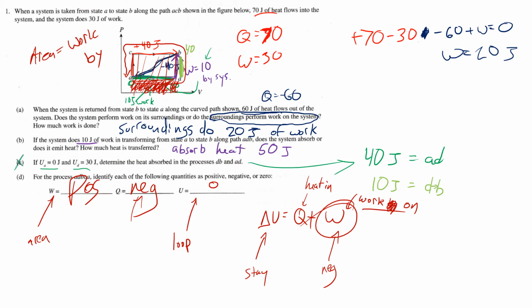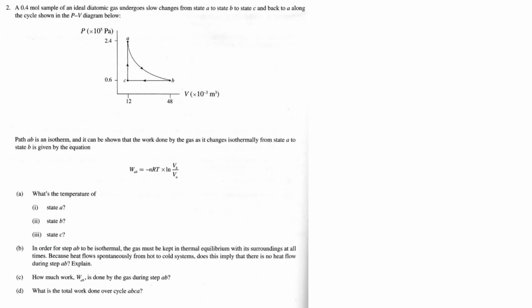All right, let's look at the next one. Hopefully we can do better, eh? Looking at this one, we've got a 0.4 mole sample of an ideal diatomic gas. Ew. It undergoes a slow change from state A to B to C, and then back to A along the cycle shown. So nice of them. All right, 0.4 moles. I'm just going to write that before I forget.